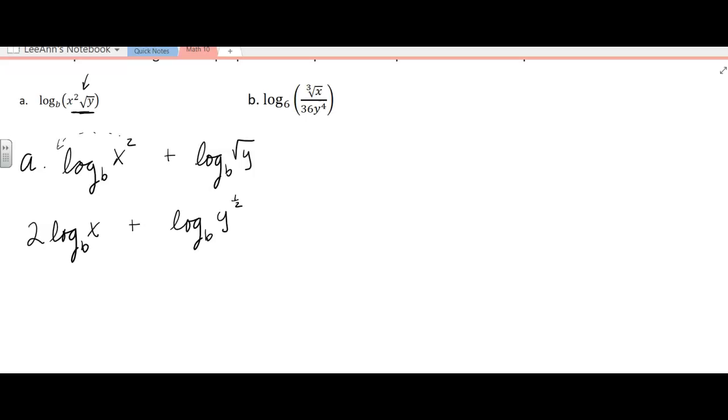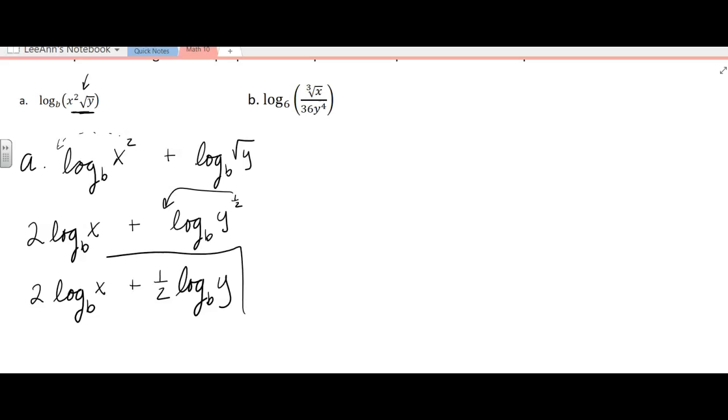So remember, anytime you see a radical, you're going to change it to exponential form so that you can bring down that exponent. So I'm going to have 2 log base b of x plus 1/2 log base b of y. I look at them to see if there's any simplifying, like is anything 1 or 0? Nope, this is done. Okay, so that was A. Now we'll look at this one, B. It's a little more complicated. So I have B, and I have a numerator and I have a denominator.